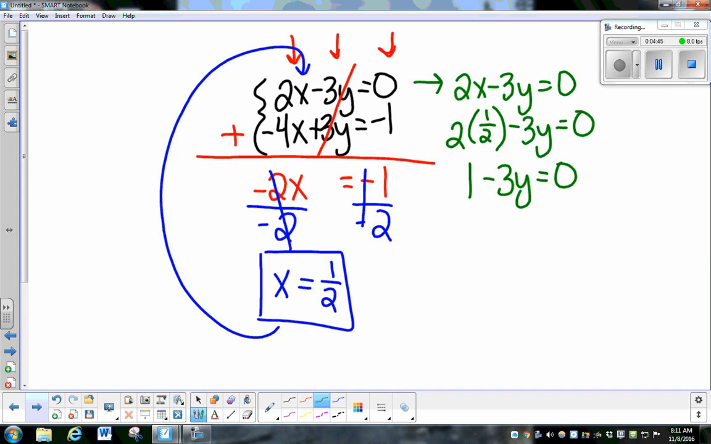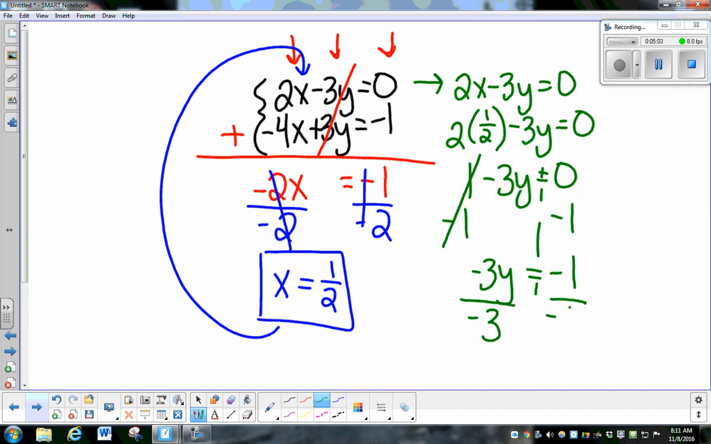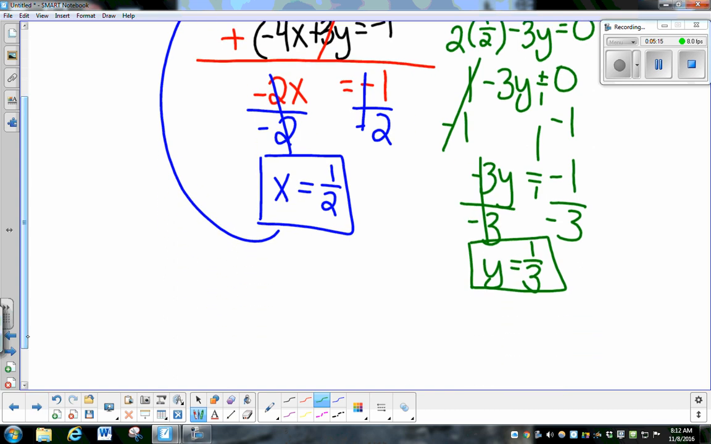Now I just need to get this y by itself, so I have to undo adding and subtracting first. So I'm going to subtract 1 from each side here. I'm left with negative 3y equals negative 1, and then just divide by negative 3. So we're left with y equals negative 1 over negative 3, which simplifies to positive 1/3. So there's the value of my other variable. So your last step, as usual, is we just need to write these as one point. So (1/2, 1/3).